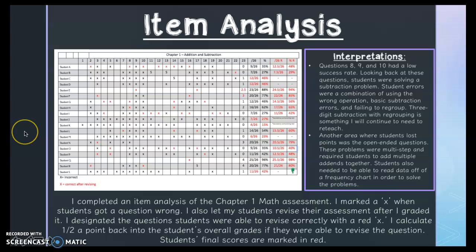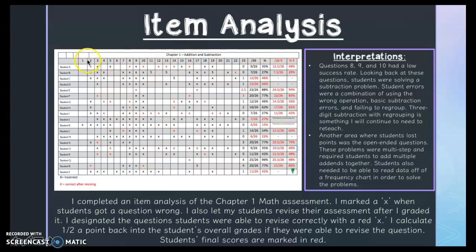So to break this down a little further, I did an item analysis. I put an X for each question the students got incorrect, and this 23 here is the open-ended. So I scored that from a 0, 1, 2, 3, or 4. You'll see here there are 2 sets of data. I first went through and scored the students' tests, and then I gave it back to them and let them revise any of the questions they got incorrect.